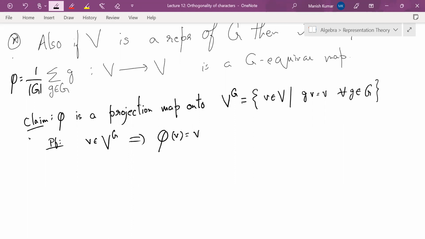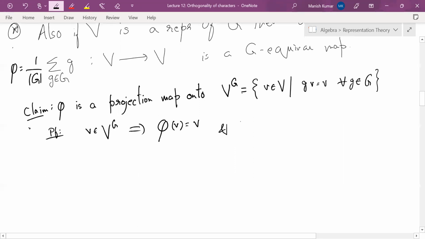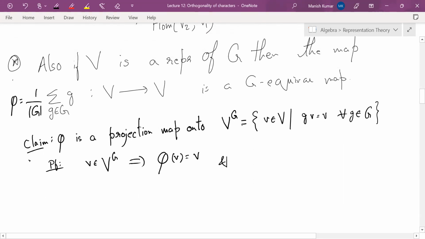Or another way to check is that phi(v) is v, and another way to check is that the image of phi is precisely V^G. Yeah, that will also do it.